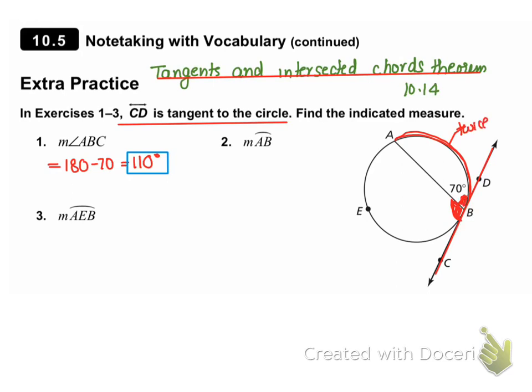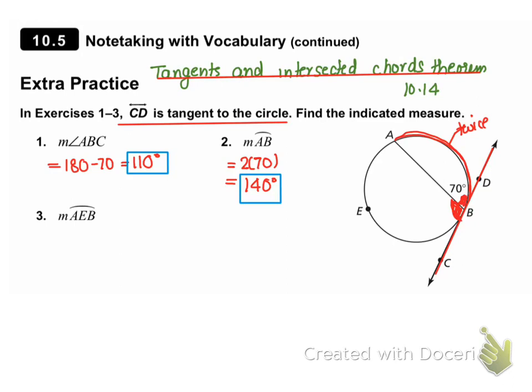So if this angle is 70, the arc is going to be 2 times 70. If you know the angle, then the arc is always twice. So that's going to be 140 degrees. That's our answer for this problem. So let's move to another problem here.